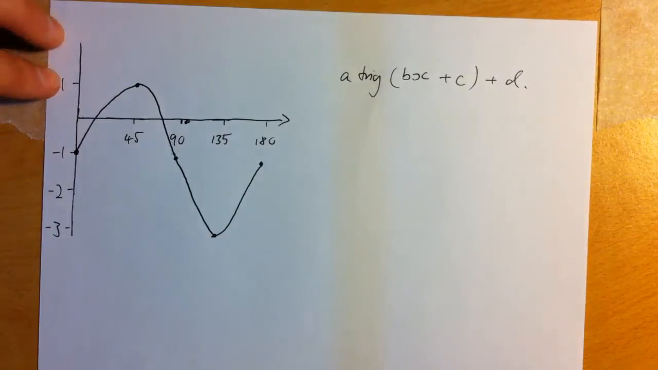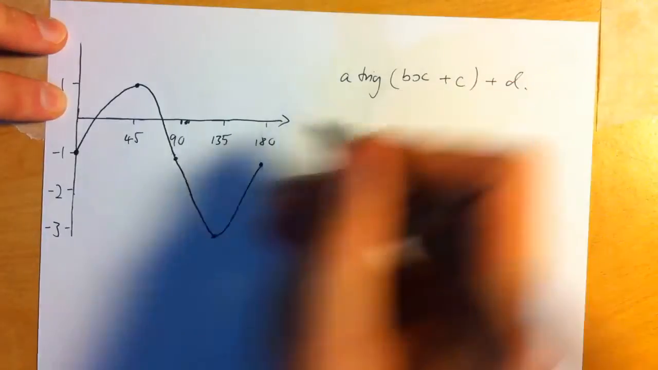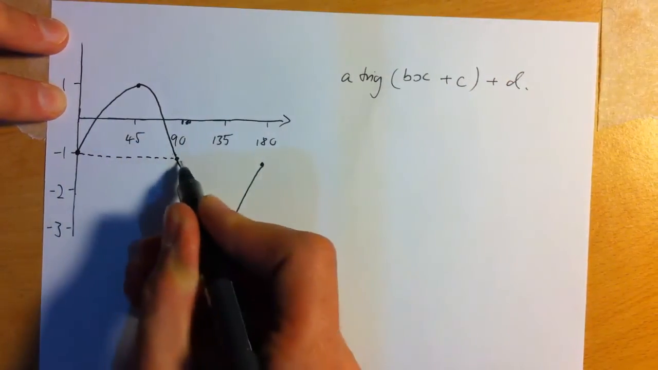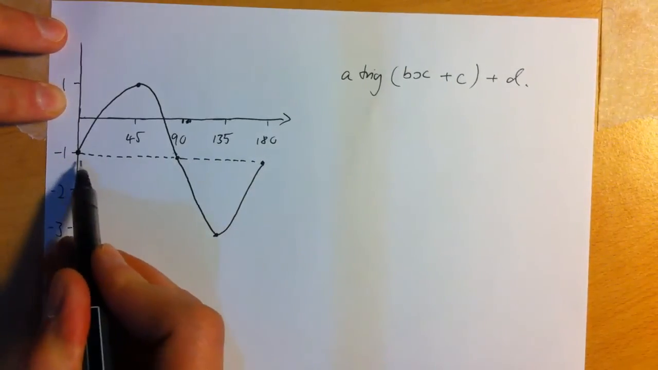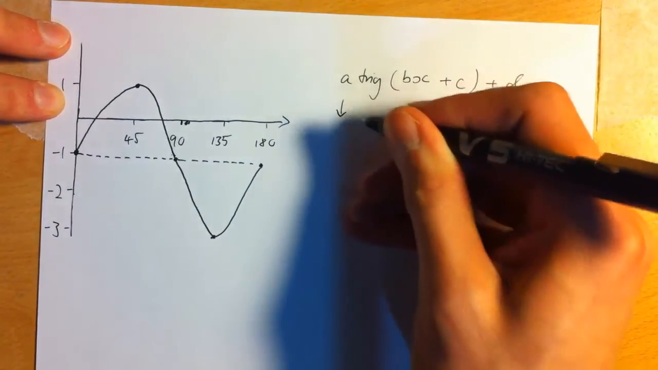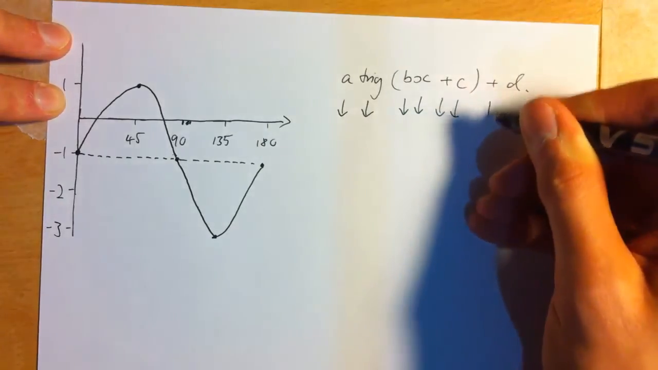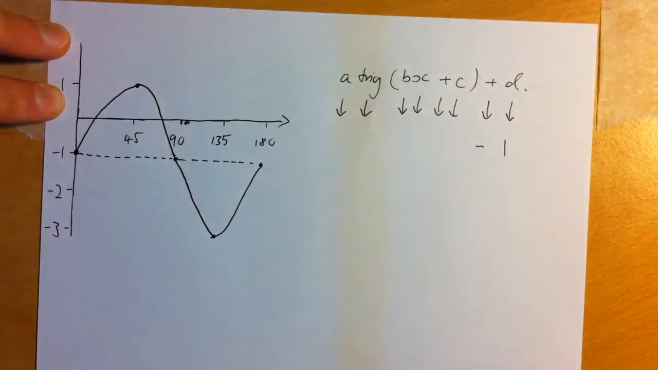Okay, so to start with, I'm going to start with finding the middle line. Okay, so the middle of this graph is at -1, so that means that the d is -1. I can tell that this is -1.